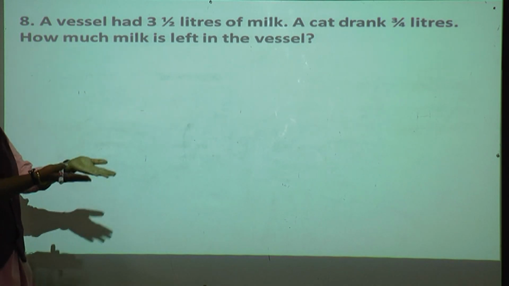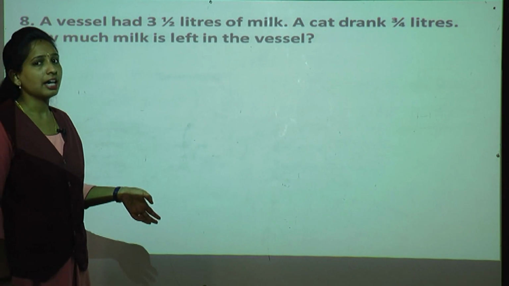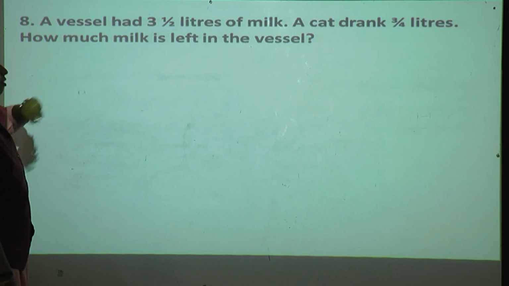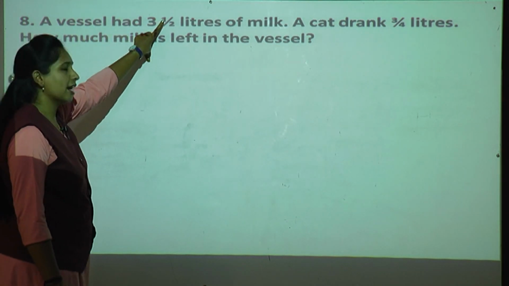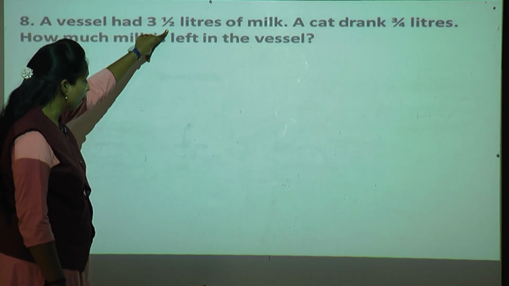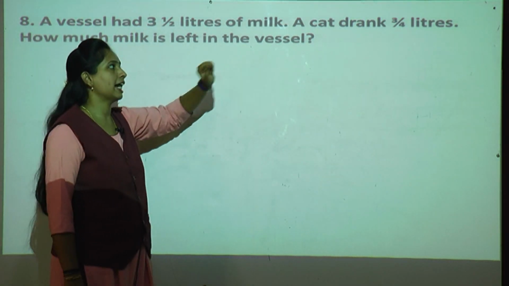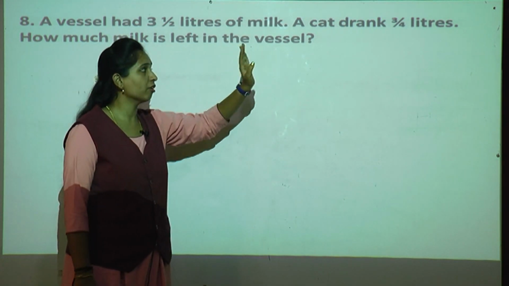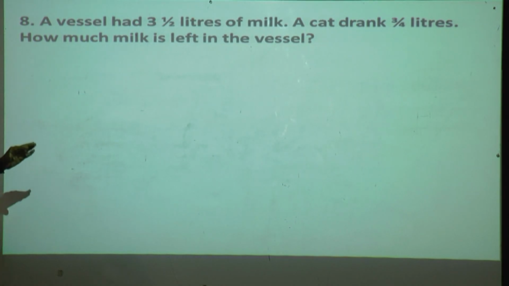Vessel means bowl. Okay, we take milk where we see every day the milkman comes. So your mother takes milk, so she will take it in a vessel. So how much milk was there in the vessel? 3 and 1/2 means 3.5 liters of milk. So what happened? A cat came into the house and the cat drank 3/4 liters of the milk. So how much milk is left in the vessel?